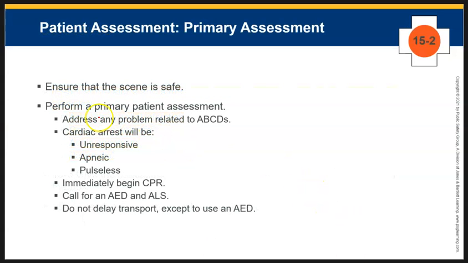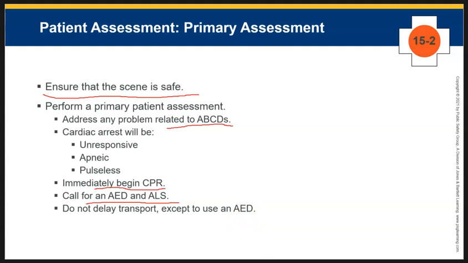As with all assessment, the most important thing is to begin by ensuring that the scene is safe, and then moving into a primary patient assessment where we deal with life threats, any problems related to ABCDs. Now, if a patient is unresponsive, not breathing, and pulseless, our algorithm changes from ABC, following Heart Association or Red Cross guidelines, into CAB. Deal with this cardiac event, this circulation life threat, and immediately begin CPR and call for an AED and ALS. Do not delay transport except to use the AED.